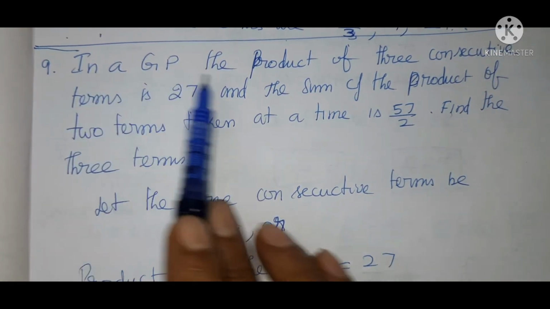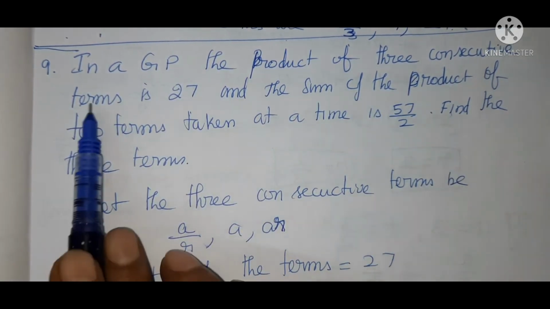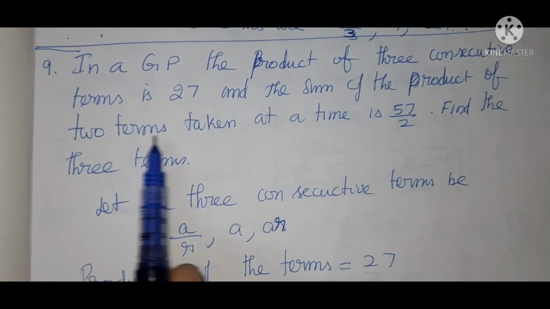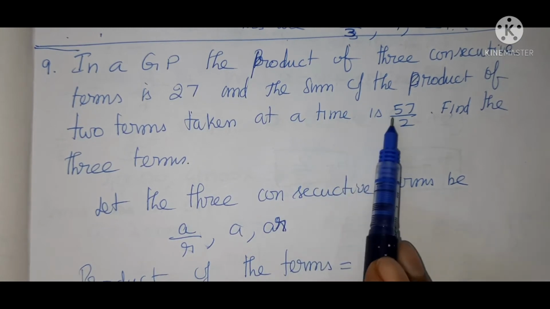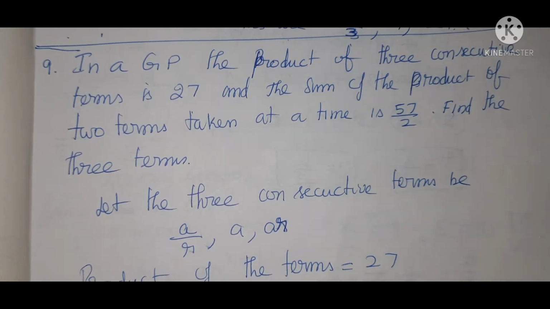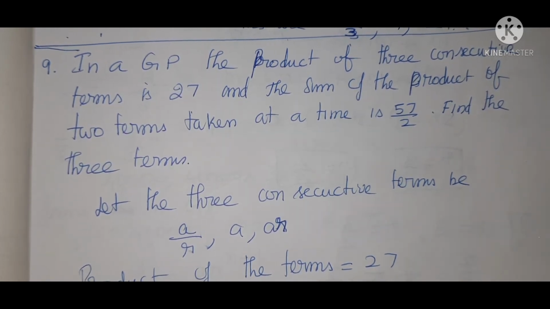9. In a GP the product of 3 consecutive terms is 27, and the sum of the product of 2 terms taken at a time is 57 by 2. Find the 3 terms. Given 3 consecutive terms in a GP, the product is 27, and another condition is the sum of the product of 2 terms taken at a time is 57 by 2.